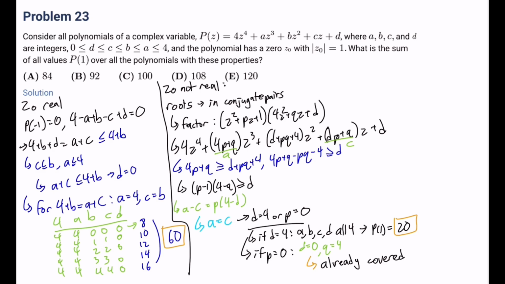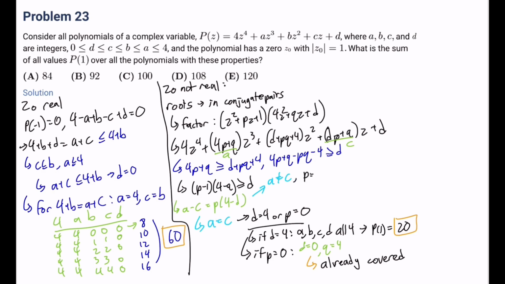And then next, now since we looked at when a equals c, let's look at when a is not equal to c. When a is not c, that gives us that since this is not 0, we can divide by 4 minus d.